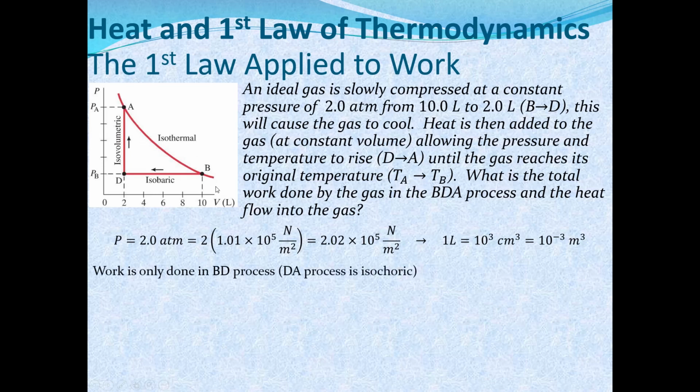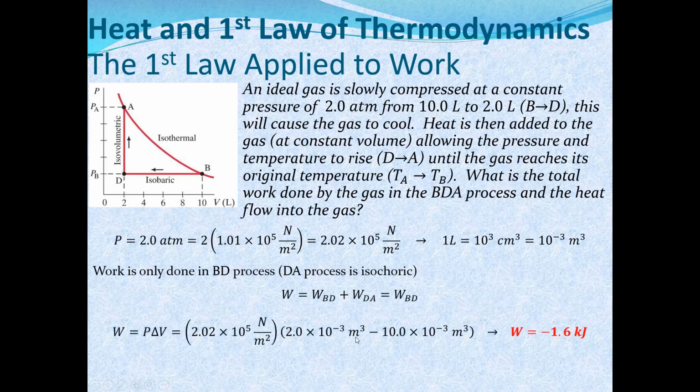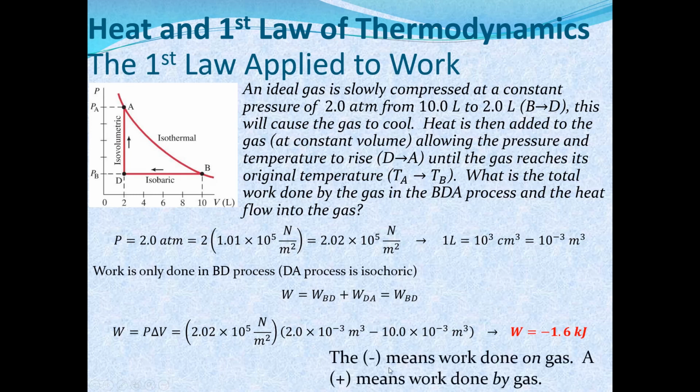Now, during the process BDA, the work is only done during the process from B to D, the isochoric process. And as we know, it's just going to be PdV. So we have the pressure, we know what the volume is going from 10 to 2, plug those numbers in, and we get the work ends up being negative 1.6 kilojoules. So this ends up being the amount of work done by the gas. Because it's negative, that means the work is actually being done on the gas rather than by the gas.